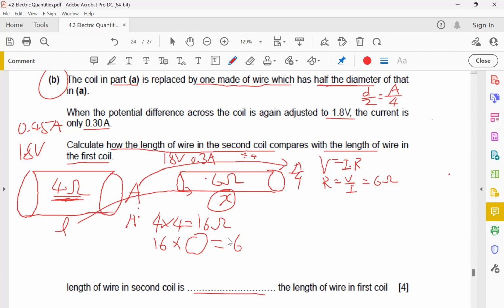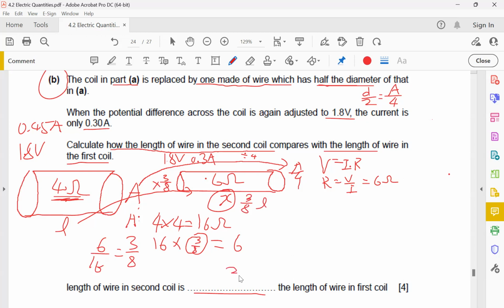So I ask myself, multiply by what becomes 6? It's just algebra at this point, right? It will be essentially 6 over 16, which is 3 over 8, right? You guys know what I'm talking about, right? It's basically 6 over 16, which is going to be 3 over 8. Meaning to say my length should multiply by 3 over 8 to get to 6 ohms, right? Which means to say, in other words, this should be 3 over 8 the original length of the first wire, right?